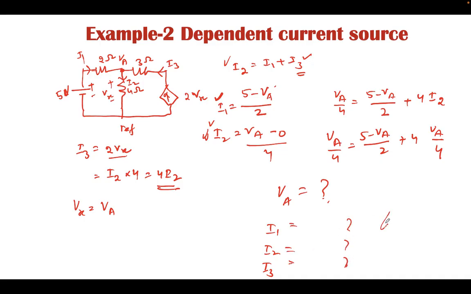Here we need to apply only the concept. If we know the concept, we can solve this problem. Now considering the supermesh, in the case of a supermesh, let's consider a network having a voltage source.